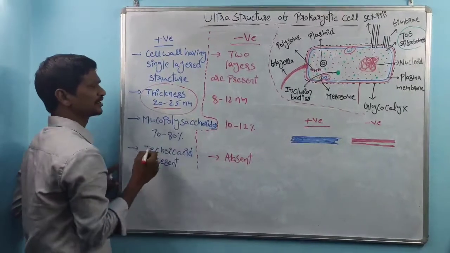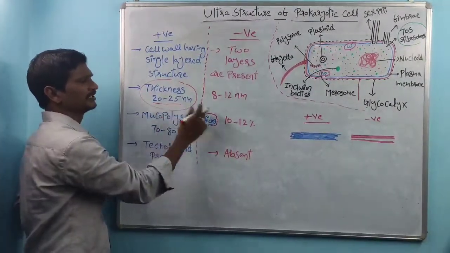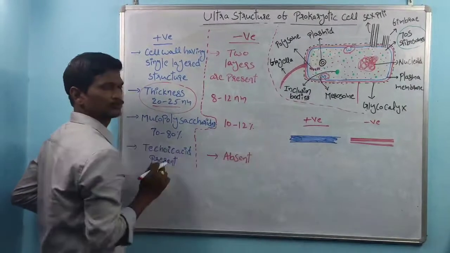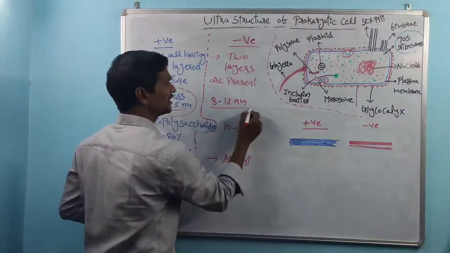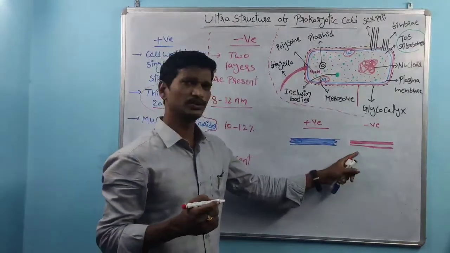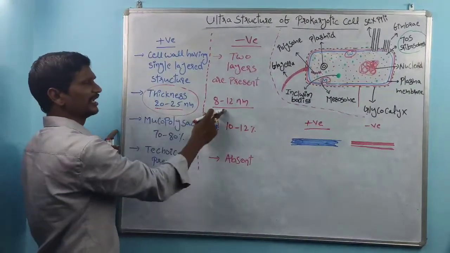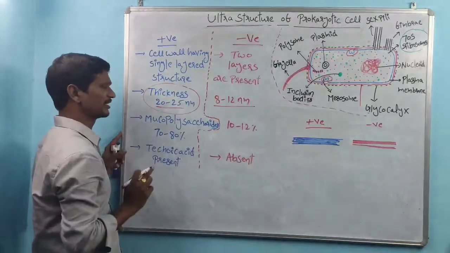The thickness is 20 to 25 nanometers in gram-positive bacteria. In gram-negative bacteria, it is 8 to 12 nanometers. So, more thickness in gram-positive bacteria, less thickness in gram-negative bacteria.